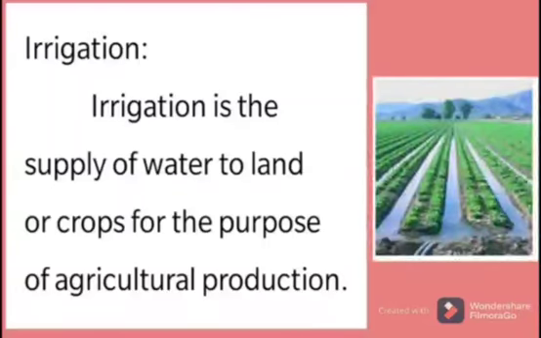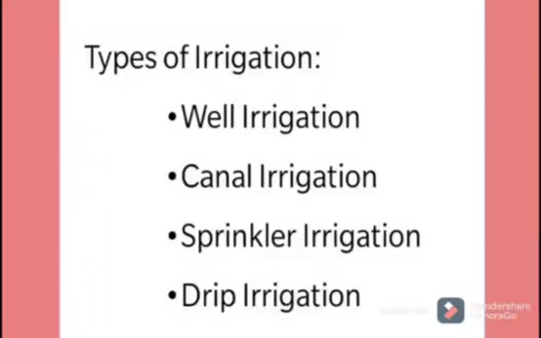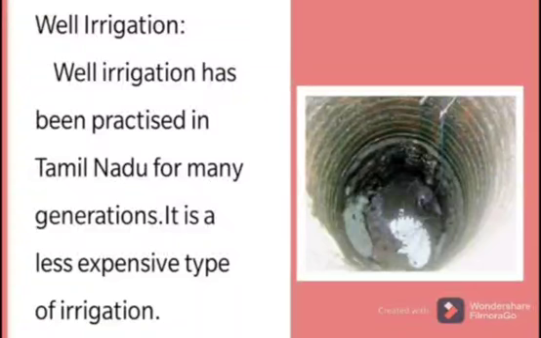Irrigation. Irrigation is the supply of water to land or crops for the purpose of agricultural production. Types of irrigation: well irrigation, canal irrigation. Canal means an artificial waterway. Sprinkler irrigation. Sprinkler means sprays water. Drip irrigation. Drip means to shed small drops of liquid. Well irrigation. Well irrigation has been practiced in Tamil Nadu for many generations. It is a less expensive type of irrigation.